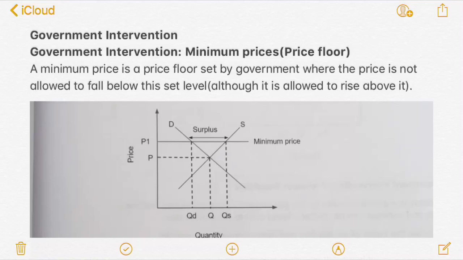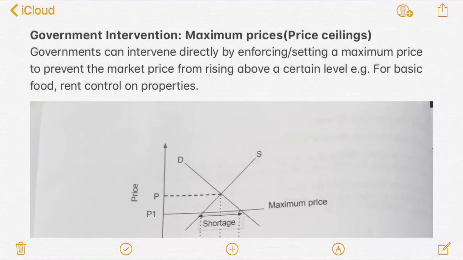Government interventions. Now we're going to talk about minimum prices. A minimum price is a price floor set by government where the price is not allowed to fall below this set level. So in other words, guys, you need to know that a minimum price is a price that's not allowed to be below a certain price. You guys have to research, it's basic knowledge about this minimum price. I will explain if you guys want me to explain.